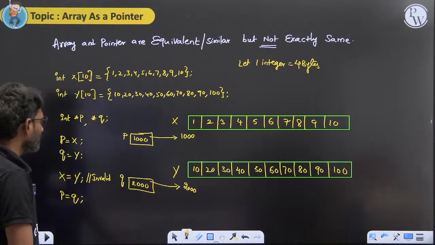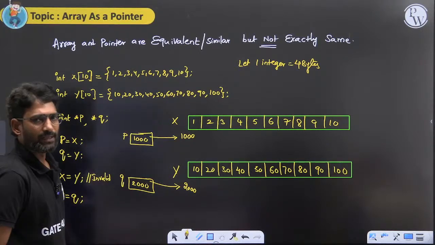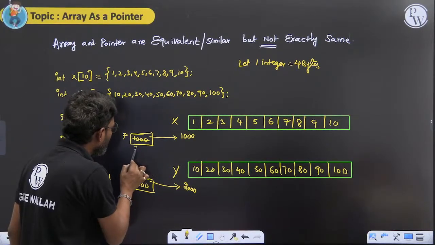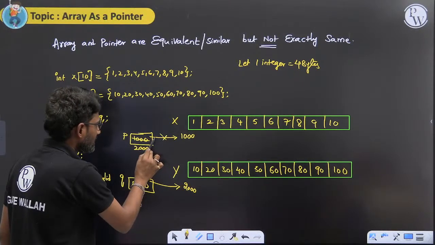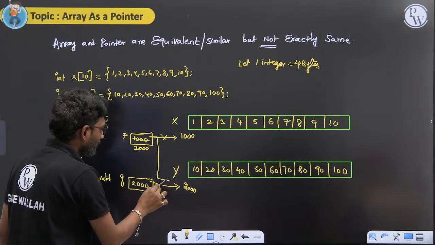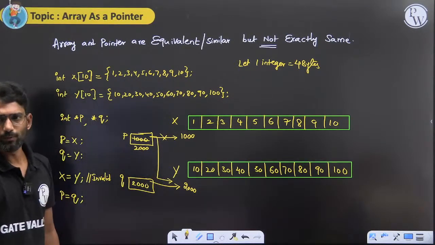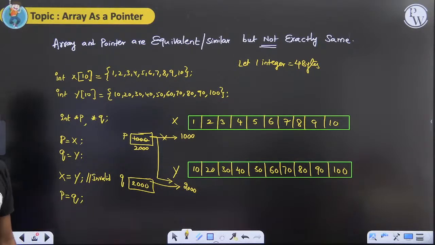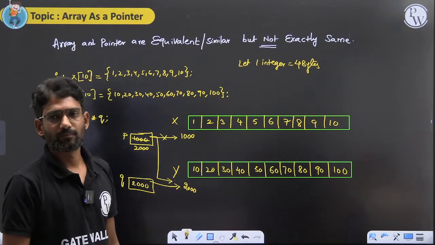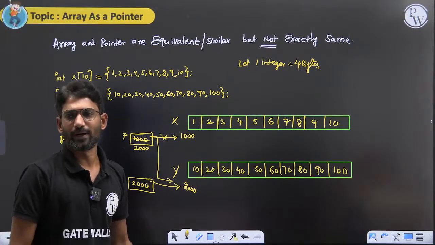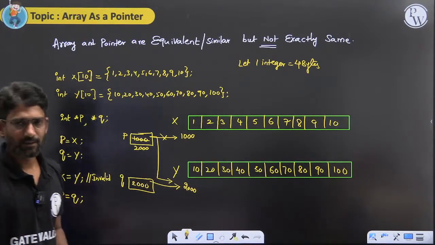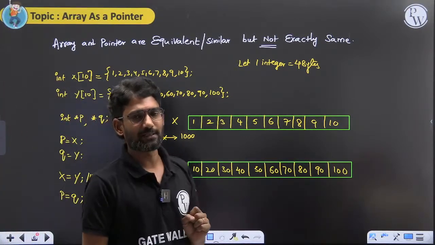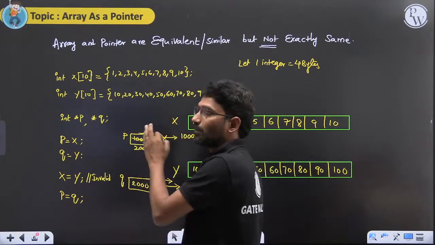That means where Q is pointing, there P also points. That means P and Q are both pointing to Y. Both pointing to Y. So here you have one difference. What is that?